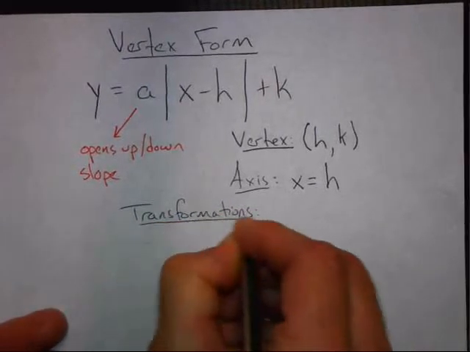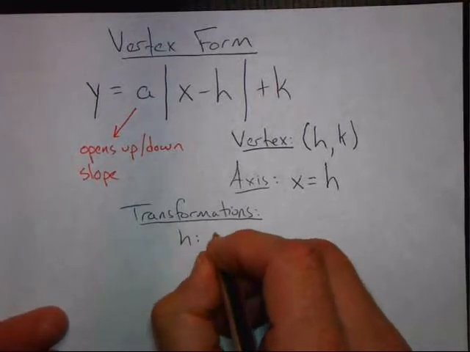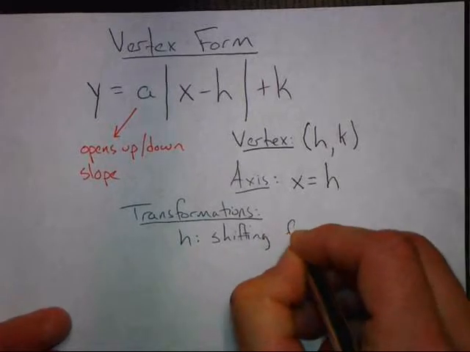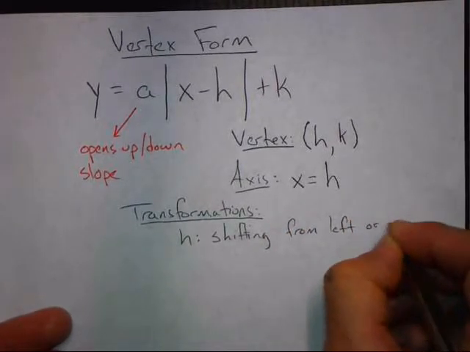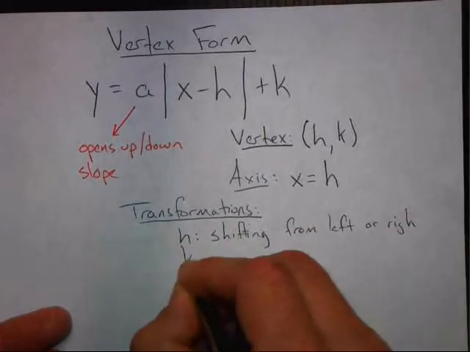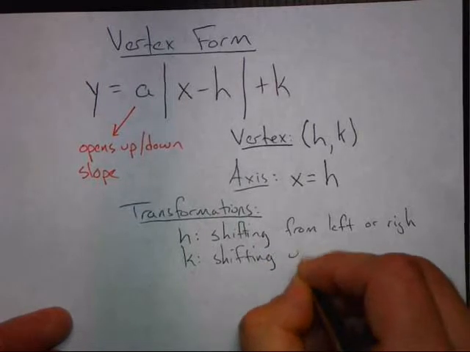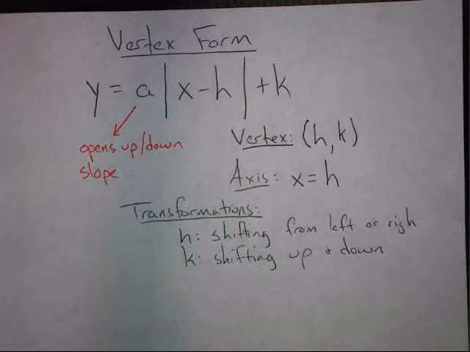In transformations, the h tells us how far we are shifting the vertex left and right. And the k tells us how far we are shifting the vertex up and down. So all of that from vertex form with absolute value graphs. And that is all for graphing with absolute value.